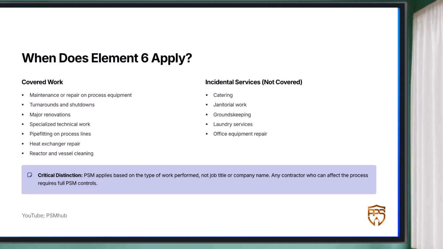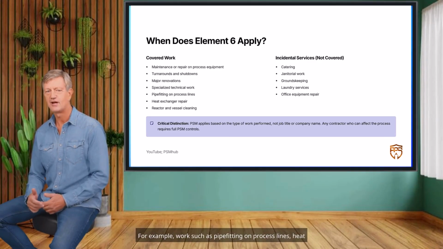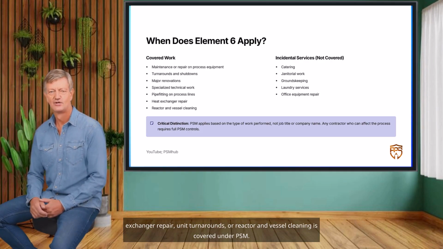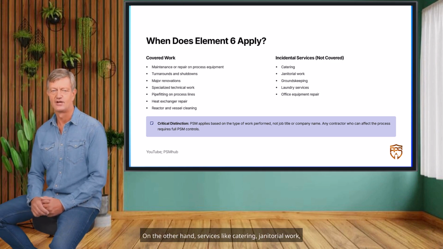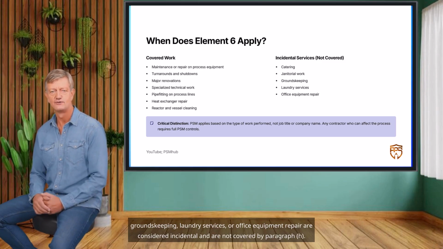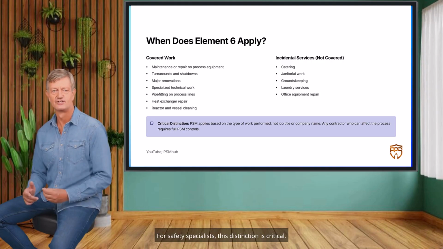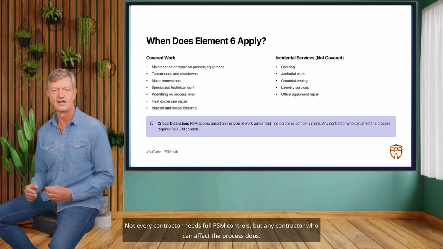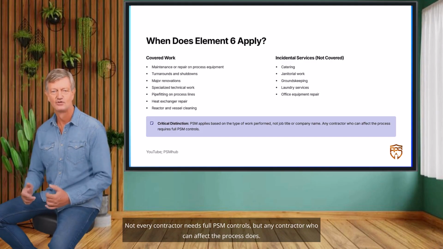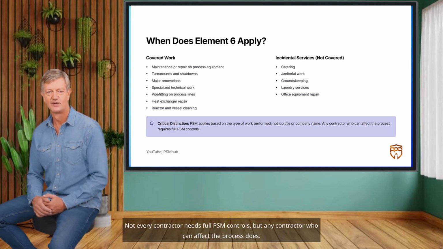OSHA clearly separates this type of work from incidental services that do not impact process safety. For example, work such as pipe fitting on process lines, heat exchanger repair, unit turnarounds, or reactor and vessel cleaning is covered under PSM. On the other hand, services like catering, janitorial work, groundskeeping, laundry services, or office equipment repair are considered incidental and are not covered by Paragraph (h). For safety specialists, this distinction is critical. Not every contractor needs full PSM controls, but any contractor who can affect the process does.